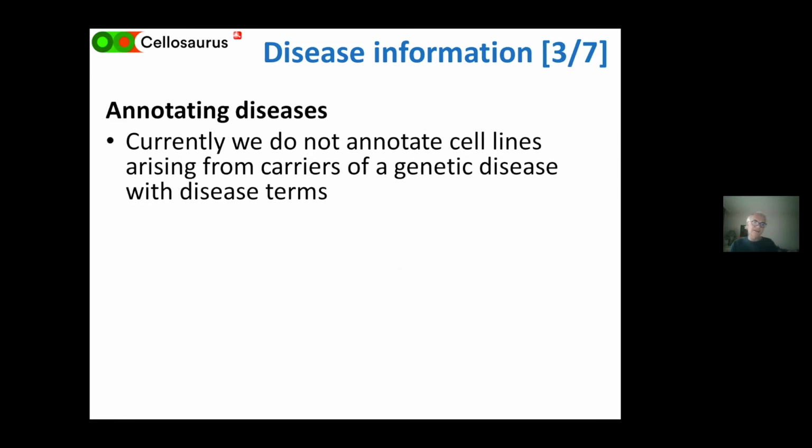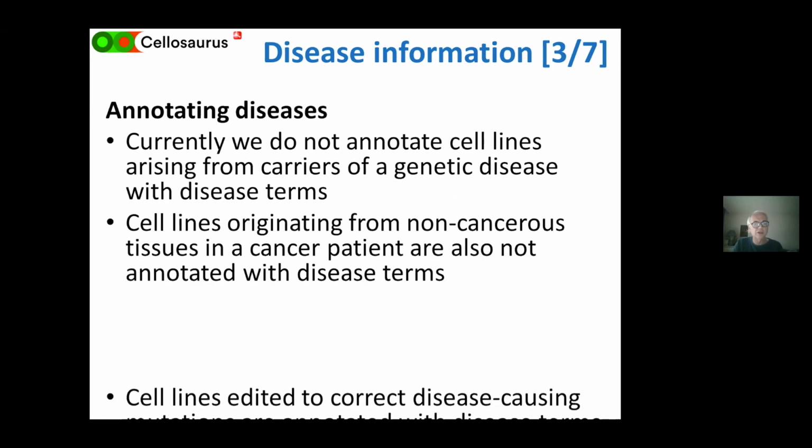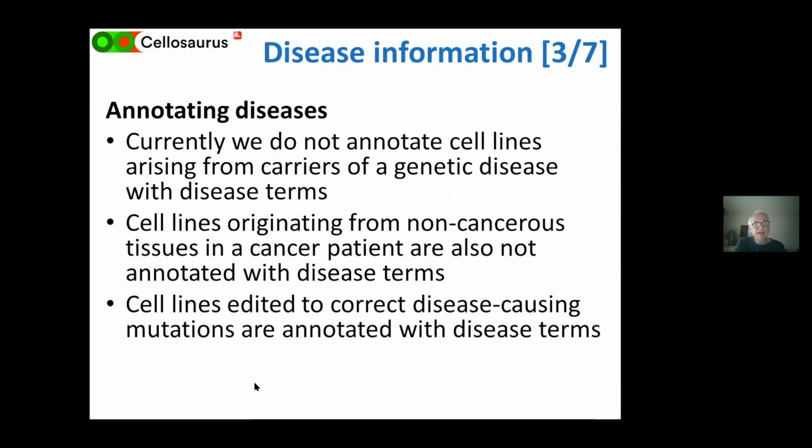We do not annotate cell lines arising from carriers of a genetic disease with a disease term. So if someone, like a parent of a diseased child, is a carrier of a mutation but is not sick himself or herself, we do not annotate them with a disease term. We may change this and have a system of annotating disease which will be more complex and which will have this information. Cell lines originating from non-cancerous tissue in a cancer patient are not annotated with disease terms. That's logical because they're not cancer cell lines.